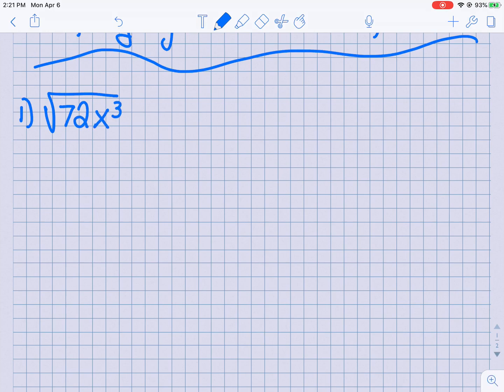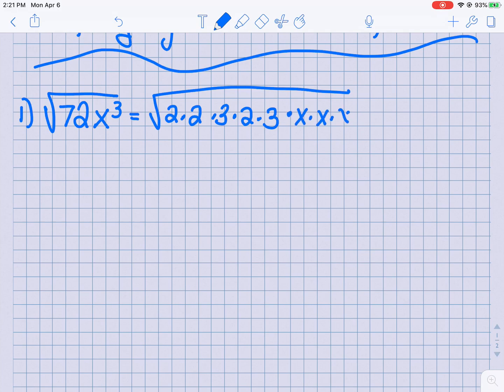Now I'm going to stop writing out the prime factor tree. You can still write it out if you need to, but this one, 72, is a big one. We get 2 times 2 times 3 times 2 times 3, and then x to the 3rd can be written x times x times x. And now we do exactly what we did yesterday, is we pull out our pairs to escape our radical prison. So 2 2's can come out.